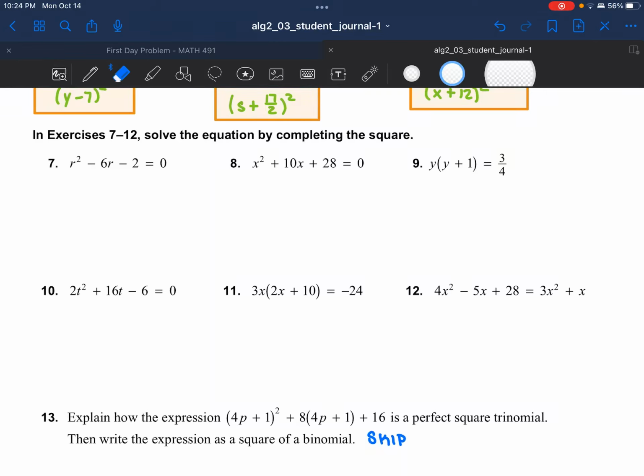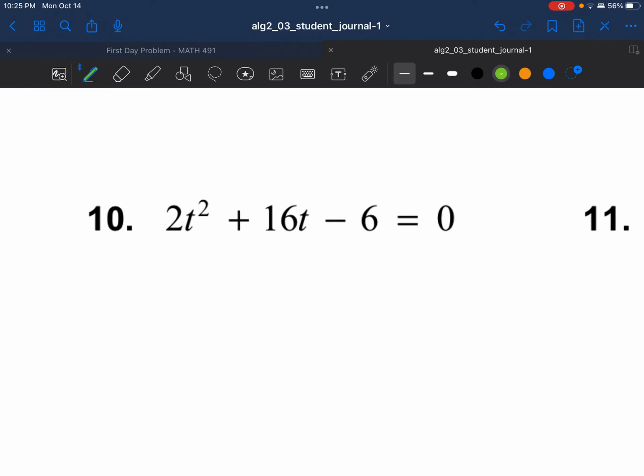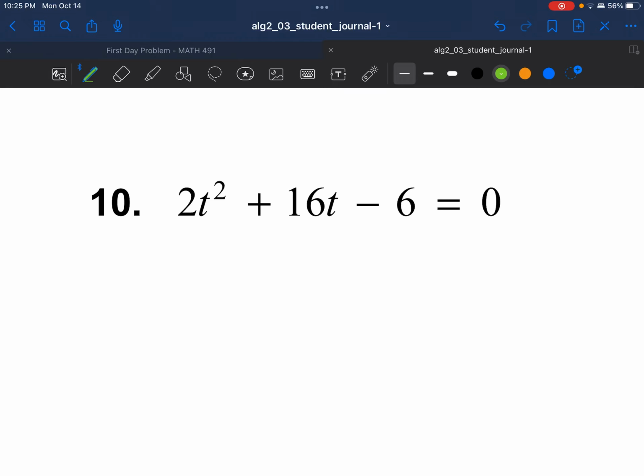All right, and just to save some time here, 7 through 12, we're done in class. I want at least 3 of them filled out, and if you're gonna pick and choose, just leave the ones that we did in class. But we're gonna do one together, and I'm going to choose number 10 to do.